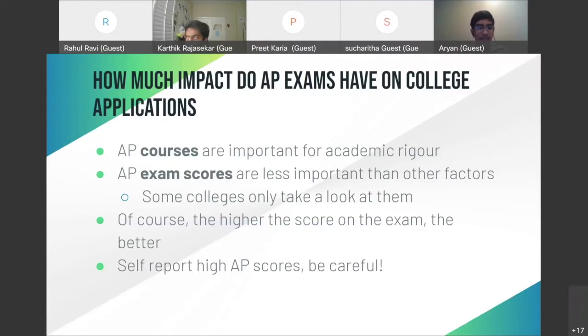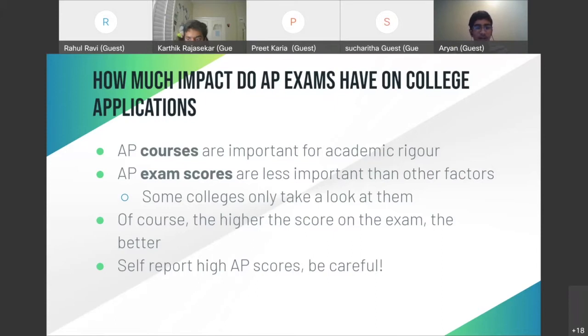But AP exam scores are less important than AP core tests, SAT scores, GPA, and all those other more important factors. AP exam scores aren't going to be a major make or break factor which will decide whether you get into a college or not. So high AP scores will definitely work in your favor, but they're not the most important factor, as I mentioned before. If you're applying to a very selective school where you want every single edge possible over the other applicants, then having high AP scores helps.